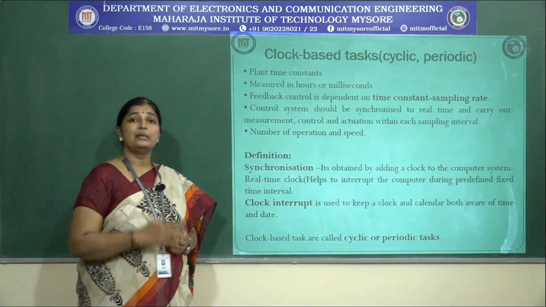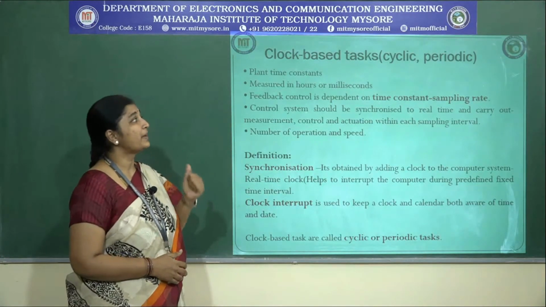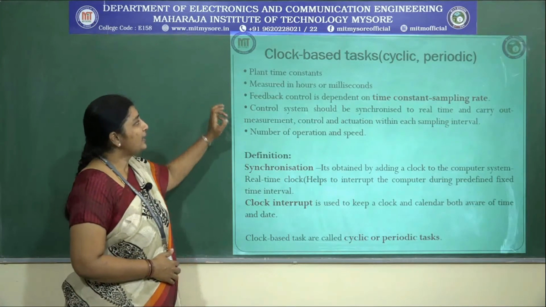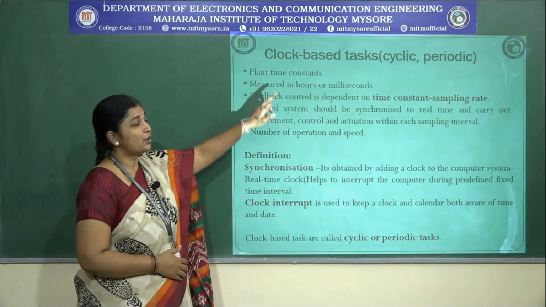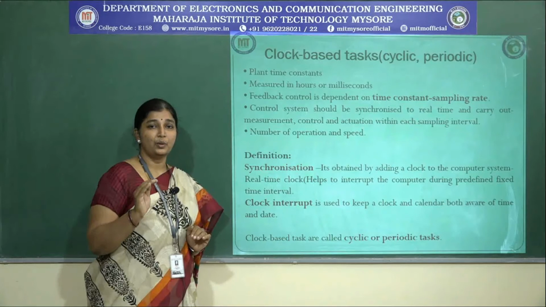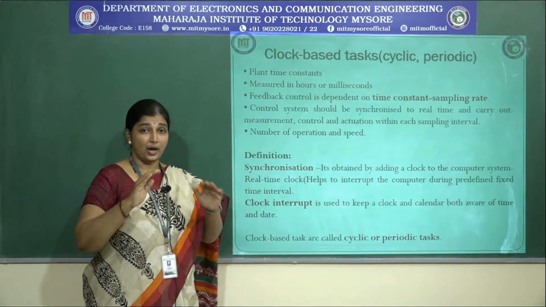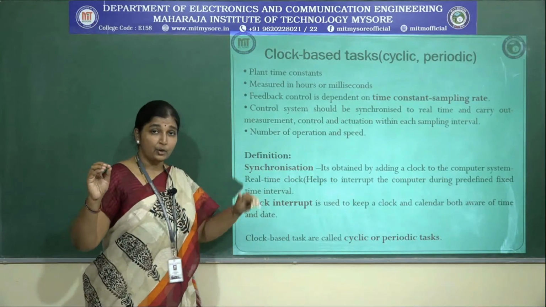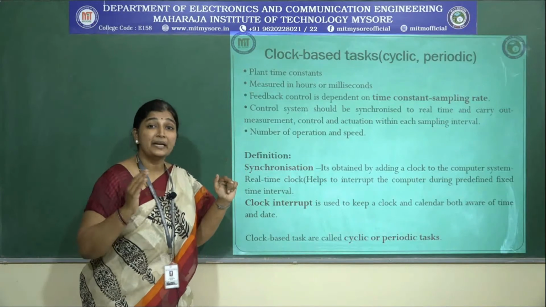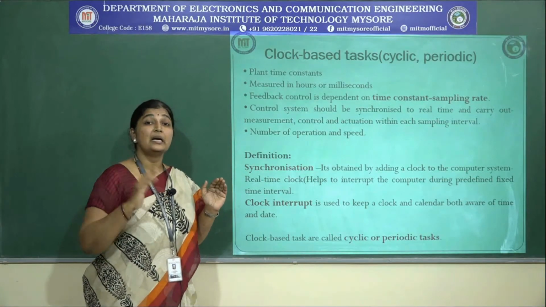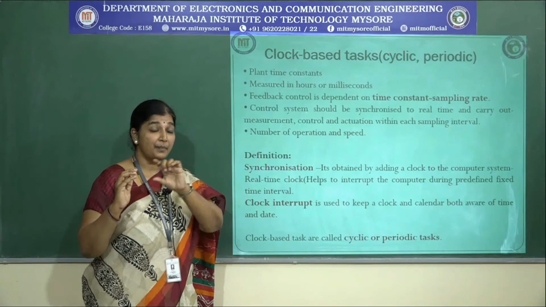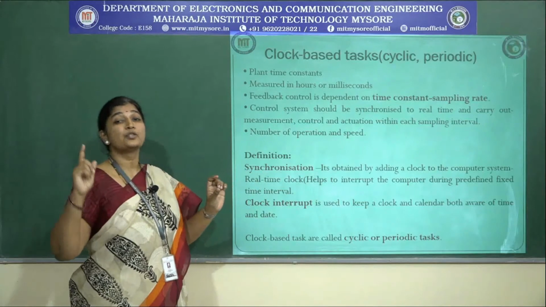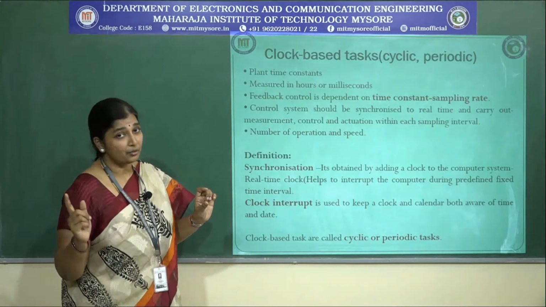Now let us get into details of what you mean by clock-based task. They are also called cyclic or periodic, okay. Plant time constants. What are plant time constants? As I told you in the first block diagram, you have a feedback loop, correct? You have a time constant which is fed towards the input, that is the sampling duration, how fast you have the sampling. The sampling time is mainly dependent on the time constant, and this time constant will tell you about the performance of your computer controls, right?